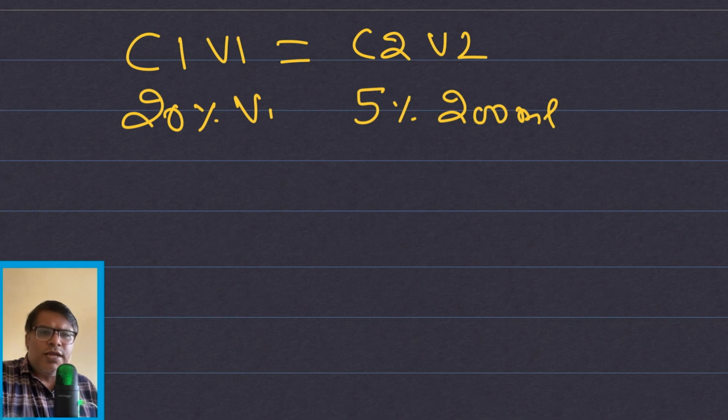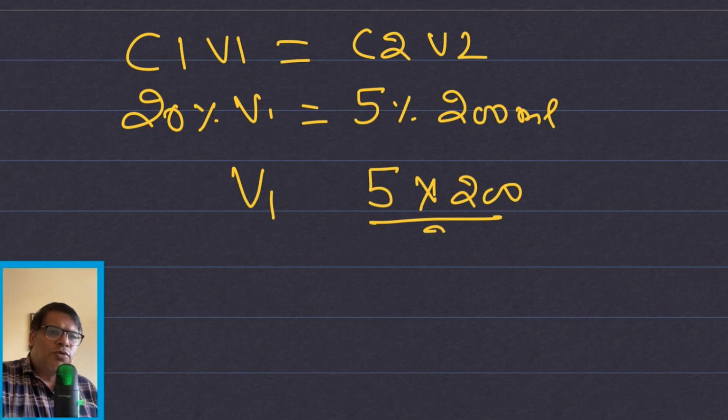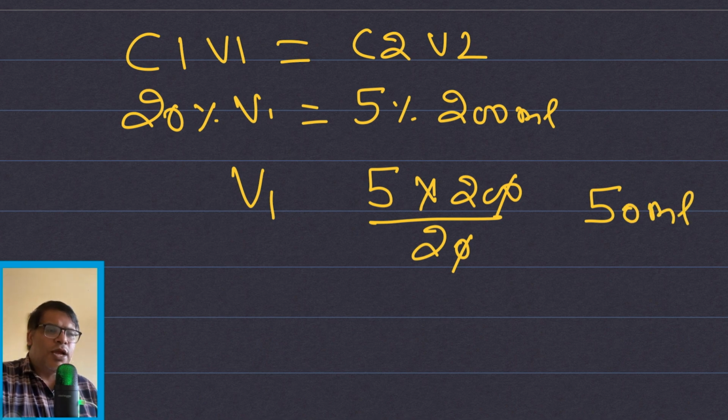So now it is quite easy. Just use this relation. Now try to solve this. 20 into V1 is equal to 5 into 200. Now if you solve this for V1, it will come out 5 into 200 divided by 20, and if you solve this, it will come out 50 ml.